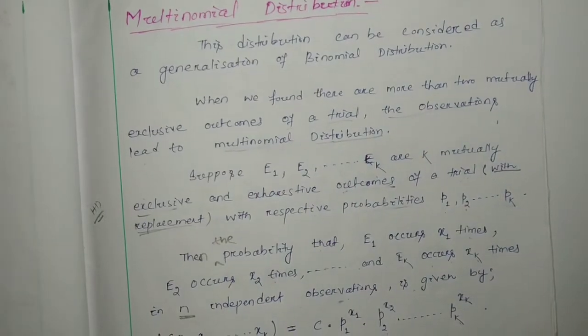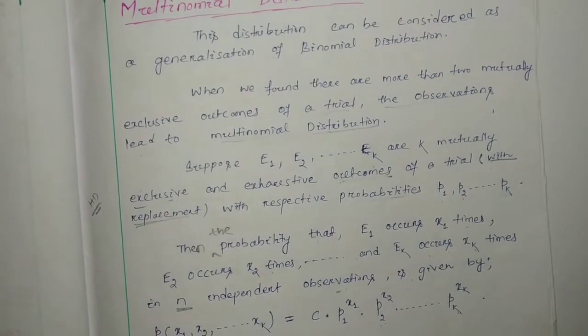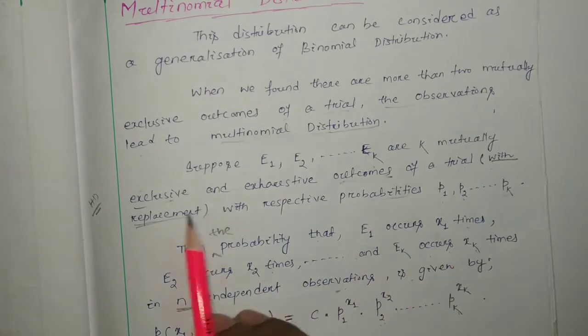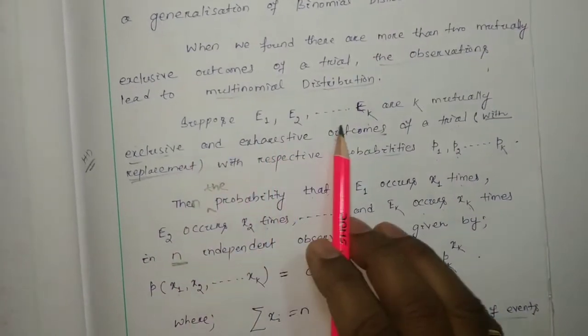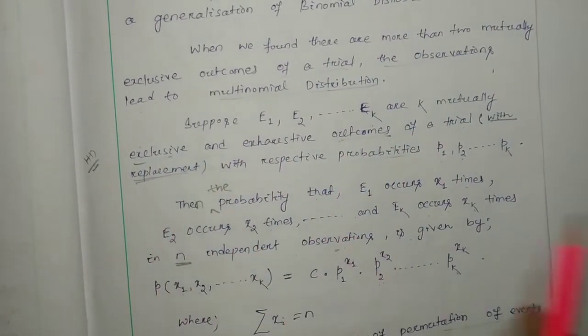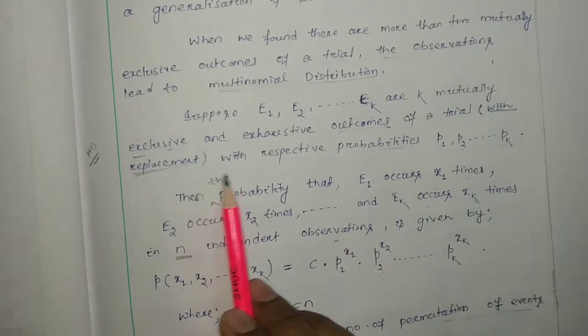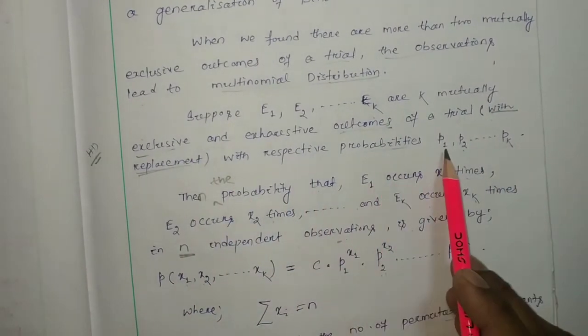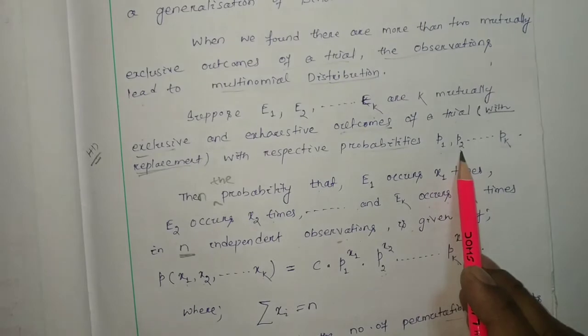Now suppose E1, E2, ..., Ek are k mutually exclusive outcomes of a trial with respective probabilities P1, P2, ..., Pk.